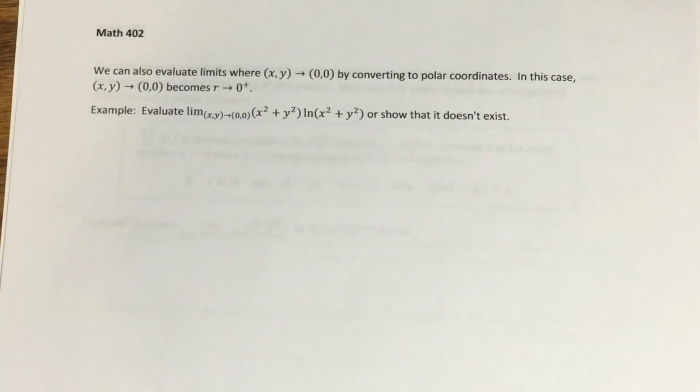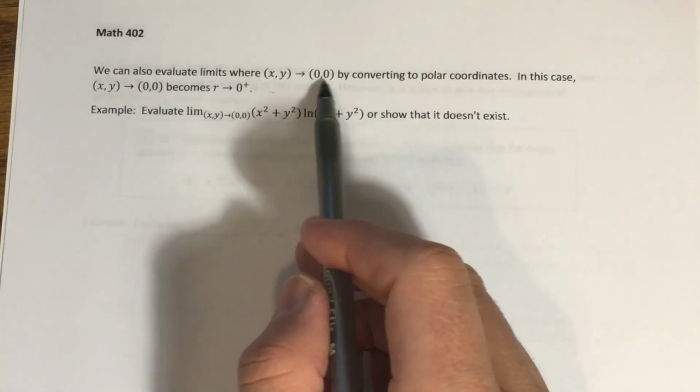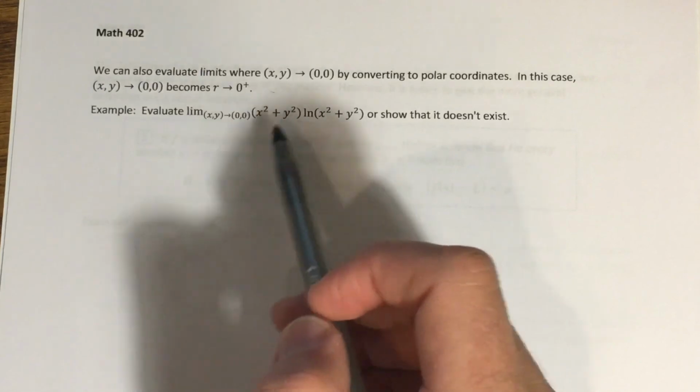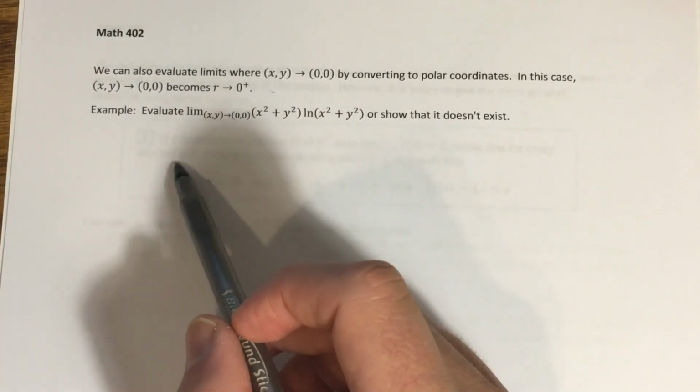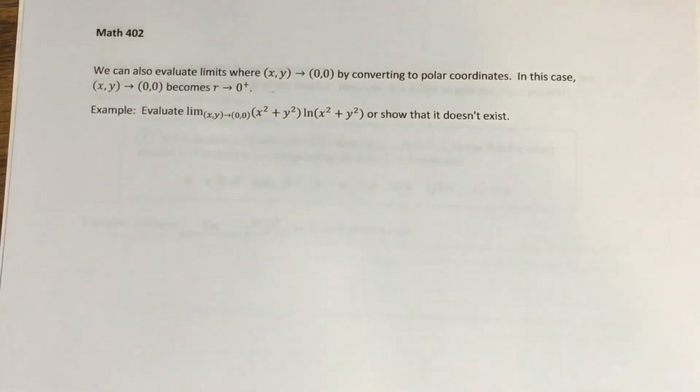There's another method that's sometimes useful when evaluating limits, specifically when (x,y) is going to (0,0), and if the limit exists, but the other methods that we've seen so far don't appear to be helping very much. We can convert things to polar coordinates.